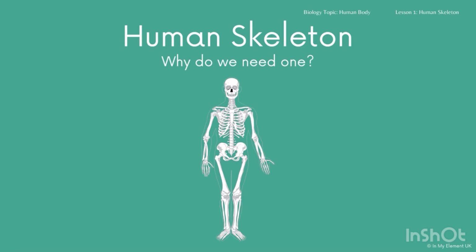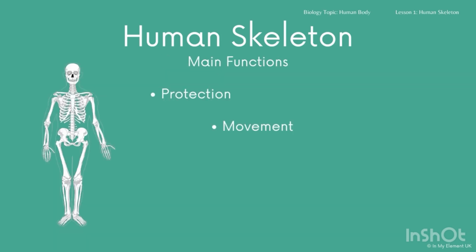Okay, so now what you need to go and do is have a look at the worksheet and answer the questions, making sure you're really clear on the four main functions. So just to run through them again: protection, movement, support, and the production of blood cells. And we talked about red and white blood cells.